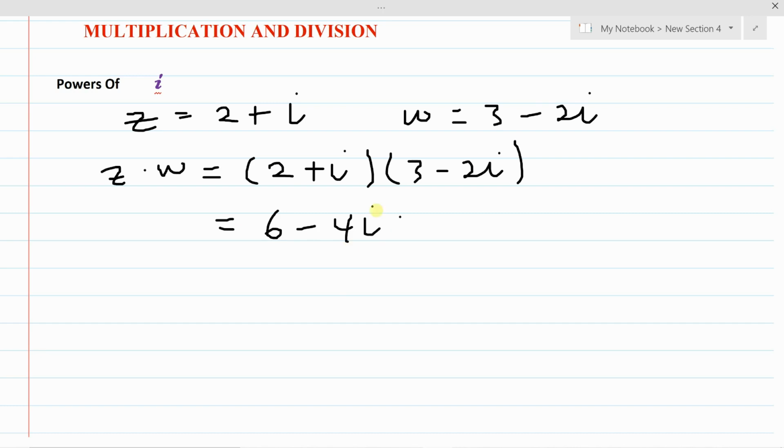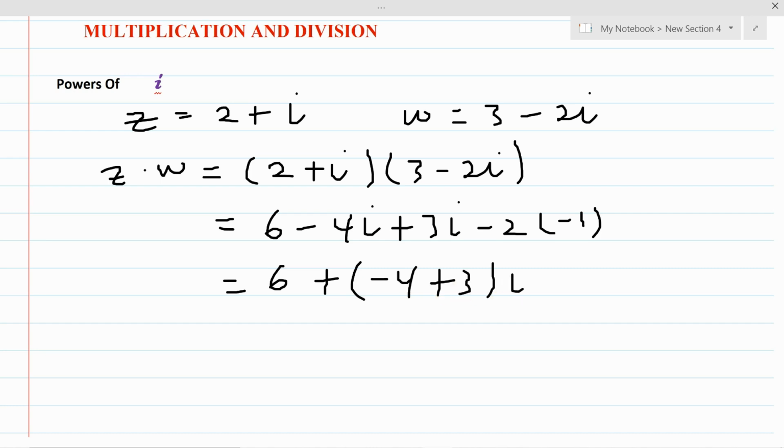Then i times 3 becomes what? 3i. And i times -2i, so it becomes -2 times i squared, which is -1. And this will give us what? 6 minus, or let's say plus, in bracket, -4 plus 3, then i, then plus 2. So this becomes what? 8 minus i, because you are adding this side 6 and this 2. They are just real, so you add them, and you add this and this, you get -i. So that is it. Very simple, right?